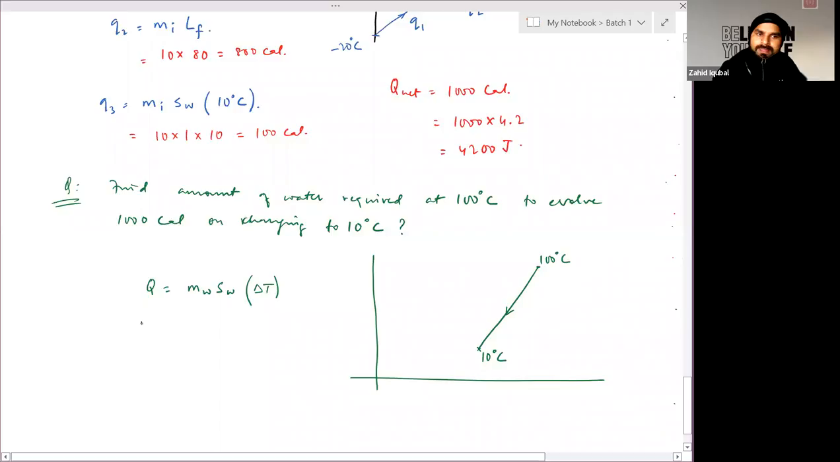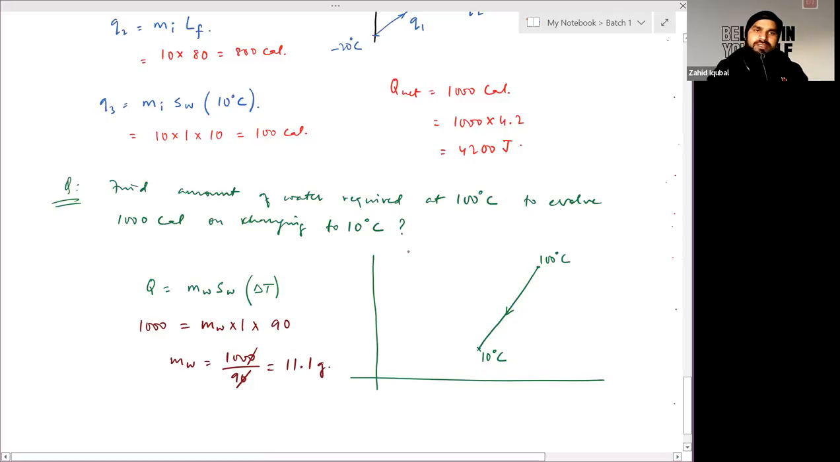Good, Hamza. We have 1000 calories, the specific capacity of water is 1, and the change in temperature is 100 minus 10, so it will be 90. So the mass of water will be 1000 divided by 90, which is 100 divided by 9, so it will be 11.1 gram.